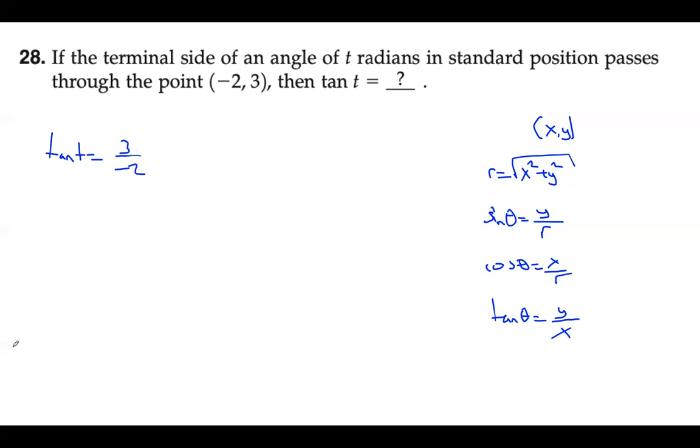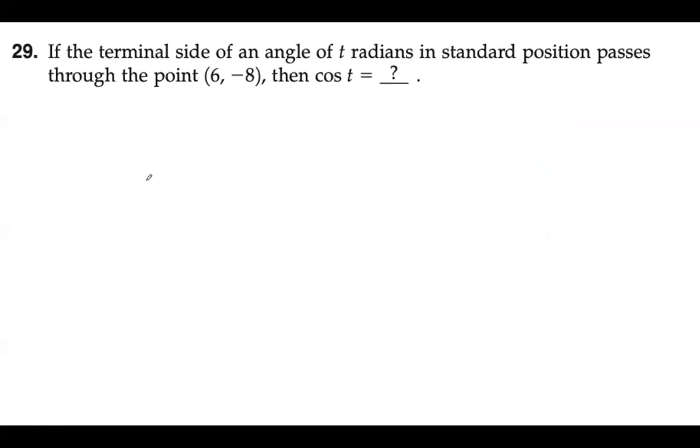That's the answer, just one step. Do not forget these formulas for the next questions. We will use them. Okay, if the terminal side of an angle of t radians in standard position passes through the point (6, -8), then cos t equals what?